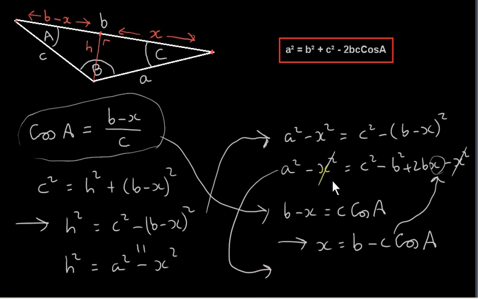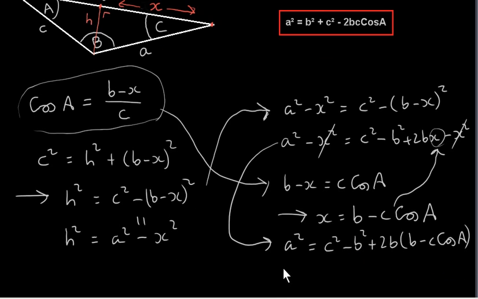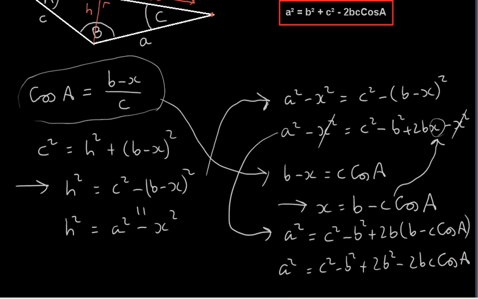So now we copy down this line here. We have a squared equals c squared minus b squared plus 2b times x, where we plug in b minus c cos A. So now we have a squared equals c squared minus b squared plus 2b squared minus 2bc cos A. And you can see now that we're very nearly there. Just one more line. a squared equals, well, plus 2b squared minus 1b squared is b squared. And then we have plus c squared. And finally we have the cosine rule.